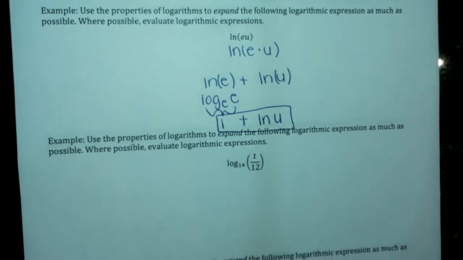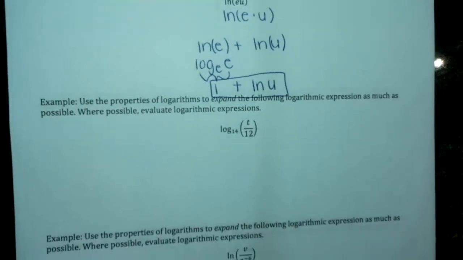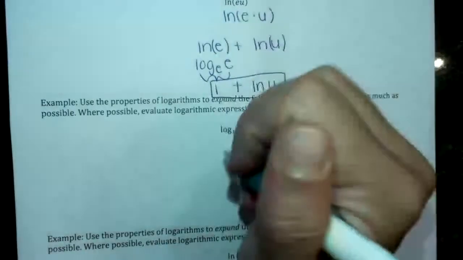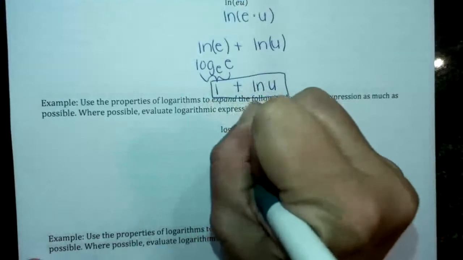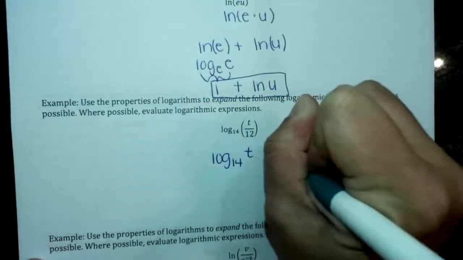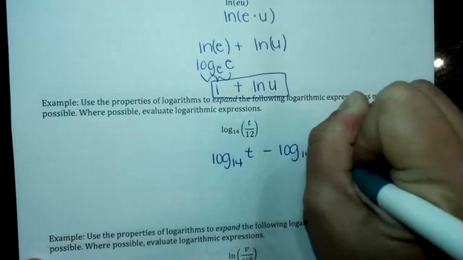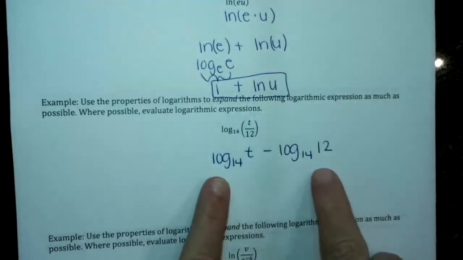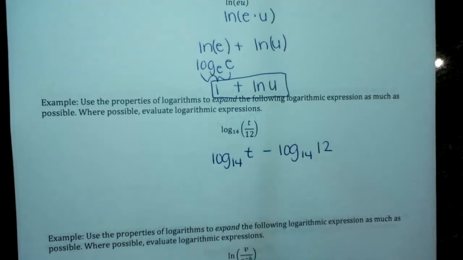Same thing for the next one. Use properties of logs to expand the following log expression as much as possible. Where possible, evaluate the expression. So log base 14 of t divided by 12. So just like we talked about over here, division, we can expand using subtraction. So I could have log base 14 of t minus log base 14 of 12. Because they're being divided, I can expand it so that they both have their own log base 14 using subtraction.